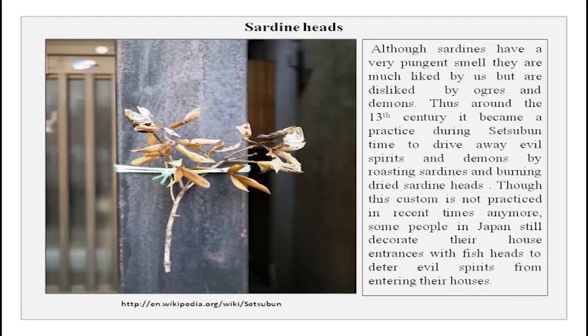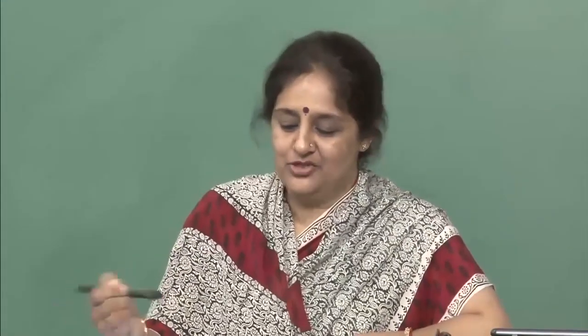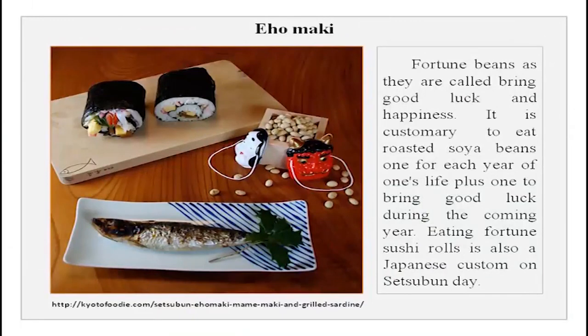The houses were cleaned at that time, and generally, as we can understand, change of season brings diseases, brings problems. So, at that time to keep your house clean, to clean up, to do all kinds of things like this would be actually very good for the people of the house. Now, during Setsubun or on that day, generally fortune beans are roasted, ehomaki rolls are made, they are eaten, and they are enjoyed by all, and especially these sardines, these fish, are eaten and enjoyed by the family.